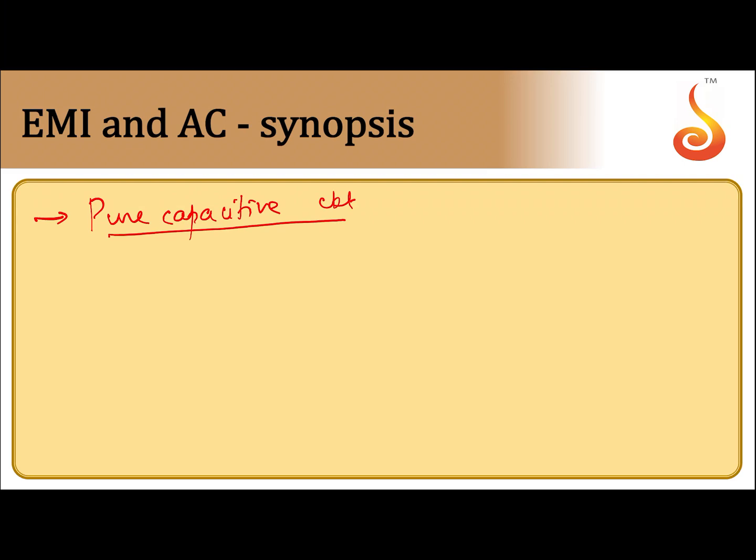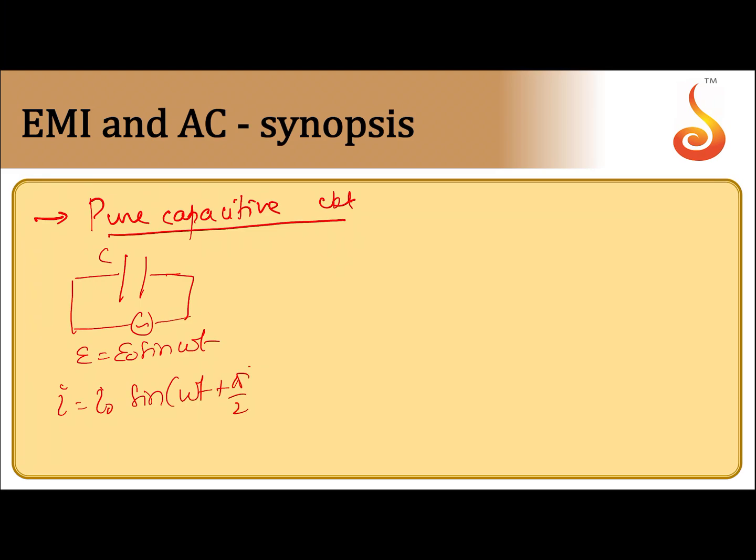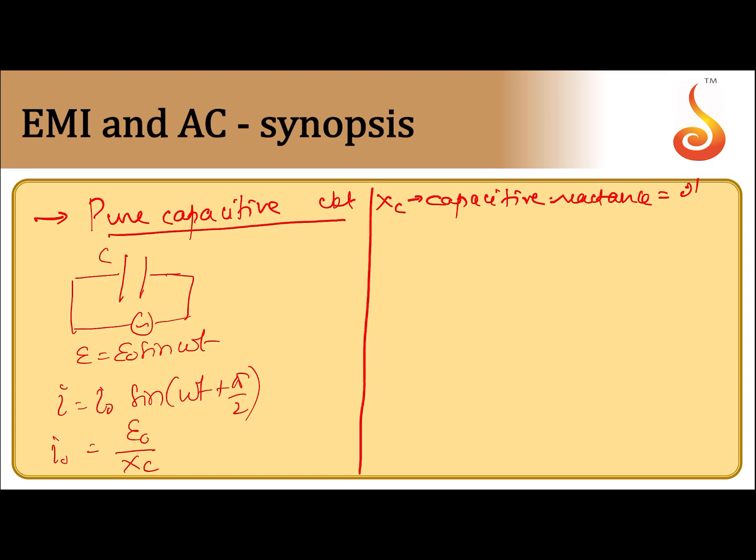If I consider a pure capacitive circuit, capacitance C, and an EMF E equal to E naught sin omega t is applied, then we get the current in the circuit as I naught sin(omega t plus pi by 2), where I naught is E naught divided by XC, and this XC is known as capacitive reactance, which is equal to 1 by 2 pi F C, or 1 by omega C.